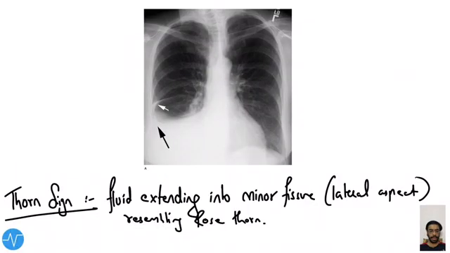Thorn sign. Thorn sign is fluid extending into the minor fissure, the lateral aspect representing the rose thorn. If you can see, the black arrow points to the pleural effusion, but the white arrow indicates that this fluid is extending into the minor fissure, only the lateral aspect, giving rise to thorn sign.